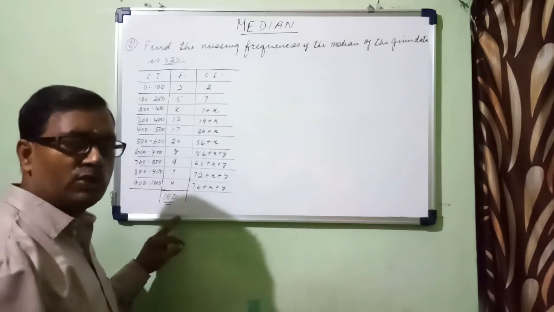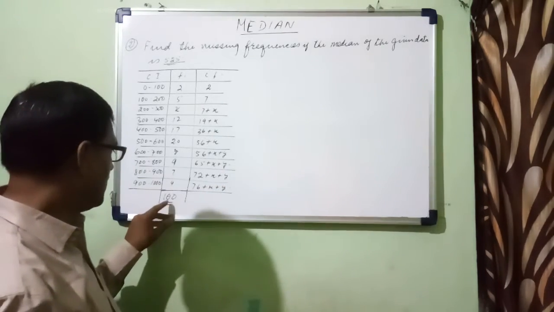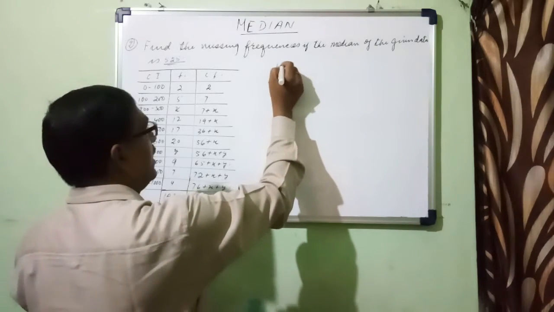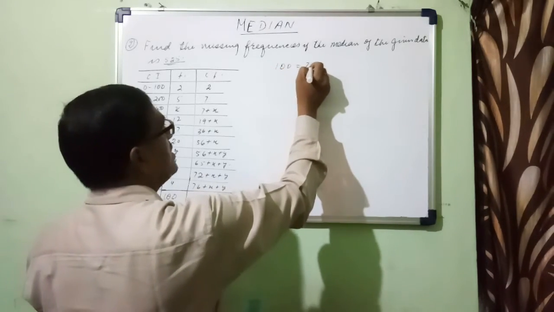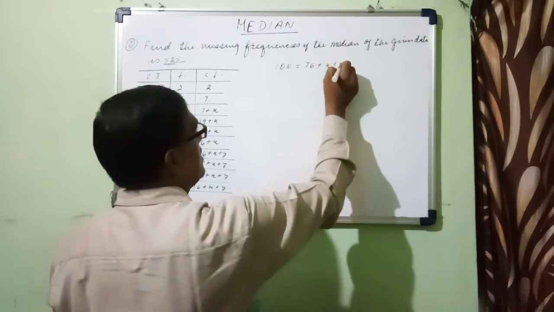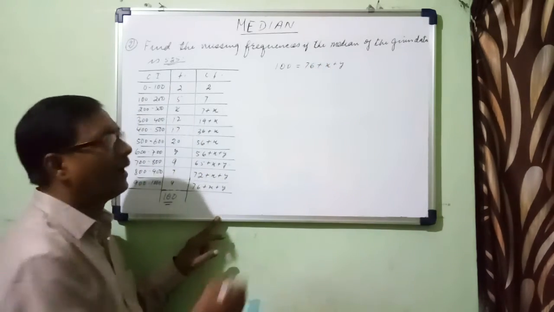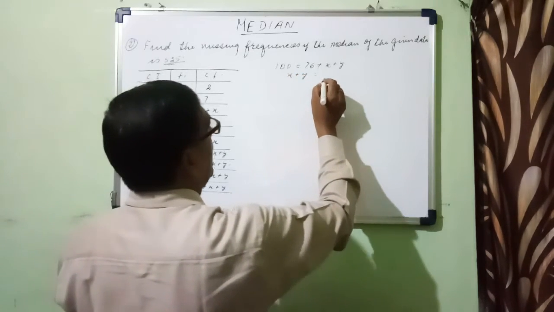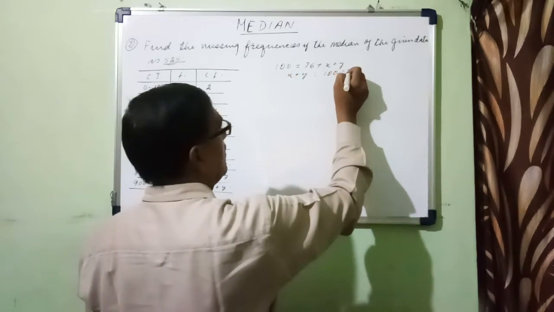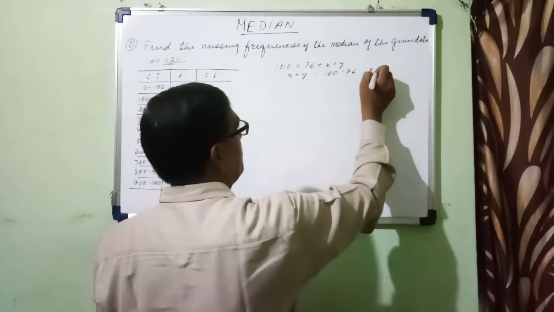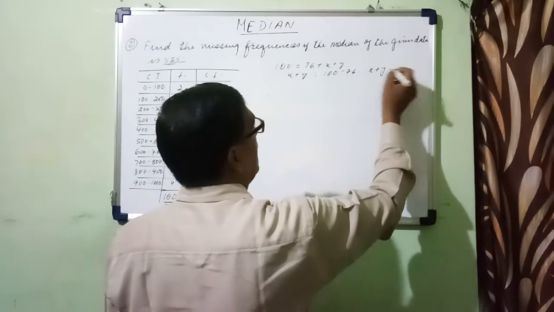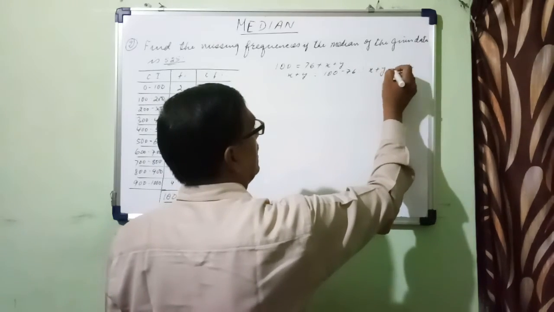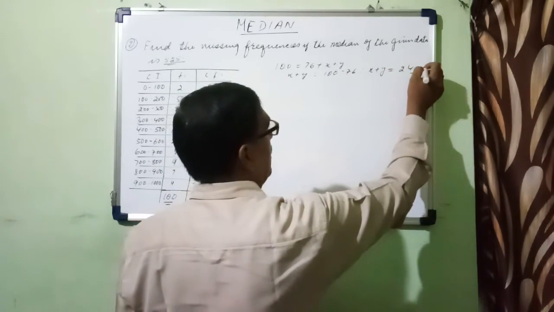So one equation you can easily find. This is equal to this, and so 100 is equal to 76 plus X plus Y, and so X plus Y is equal to 100 minus 76, therefore X plus Y is equal to 24. That is equation number 1.